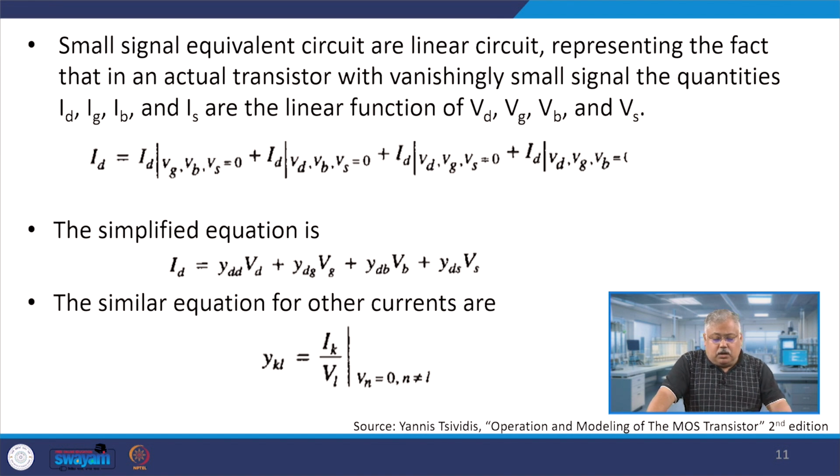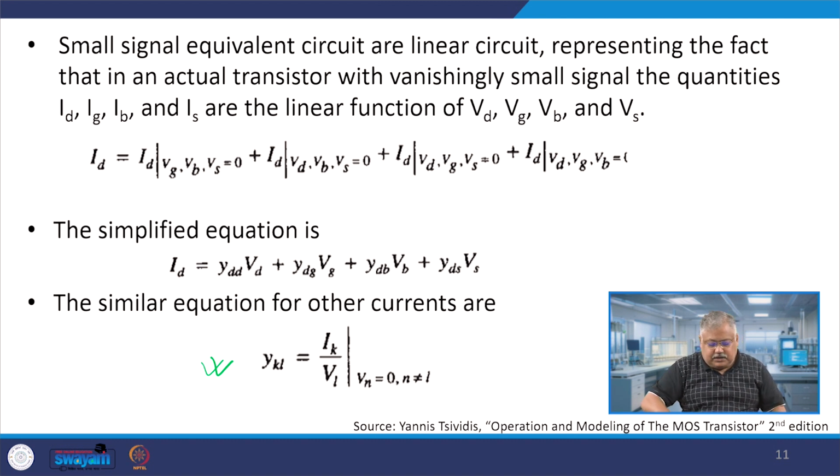Let me explain how we look at the current. A good way of looking at it is to look at the last sentence first, and then we will go to the top one. Between any two terminals, let us take K and L as two independent terminals of the MOS device. If a current IK flows through the K terminal because of a voltage VL at the Lth terminal, then IK by VL is defined as my YKL.